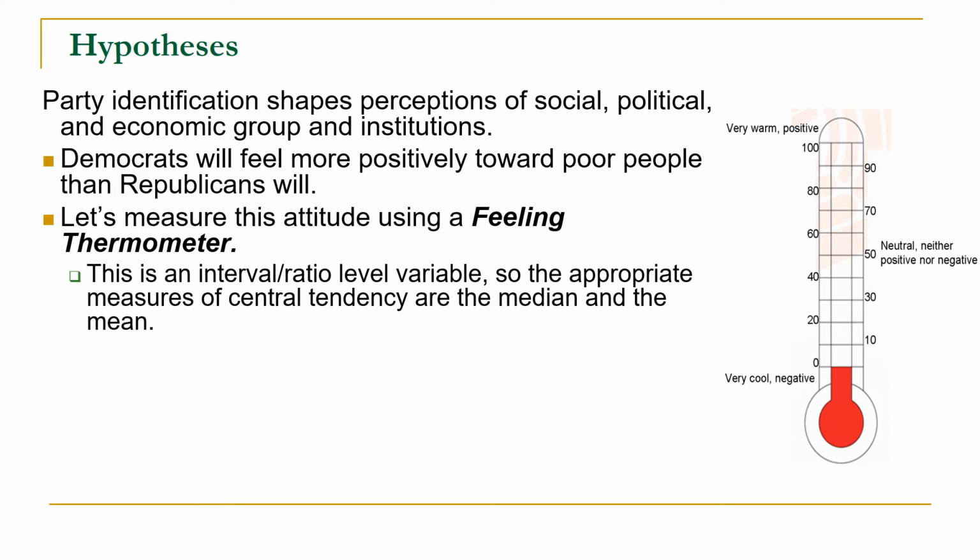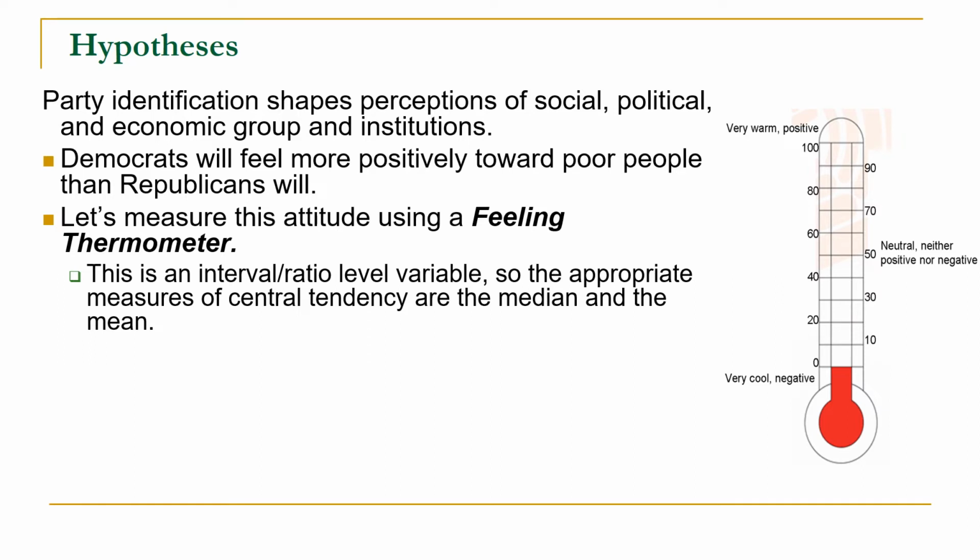Well, in one set of surveys called the American National Election Studies, this was done over many years, and one of the groups that gets evaluated is poor people. This measure, as we think about the characteristics of variables, produces what we consider to be an interval or ratio level variable. So in that case, we think about what the appropriate measures of central tendency and dispersion are for describing a dependent variable like this. For central tendency, we think about the median and the mean.